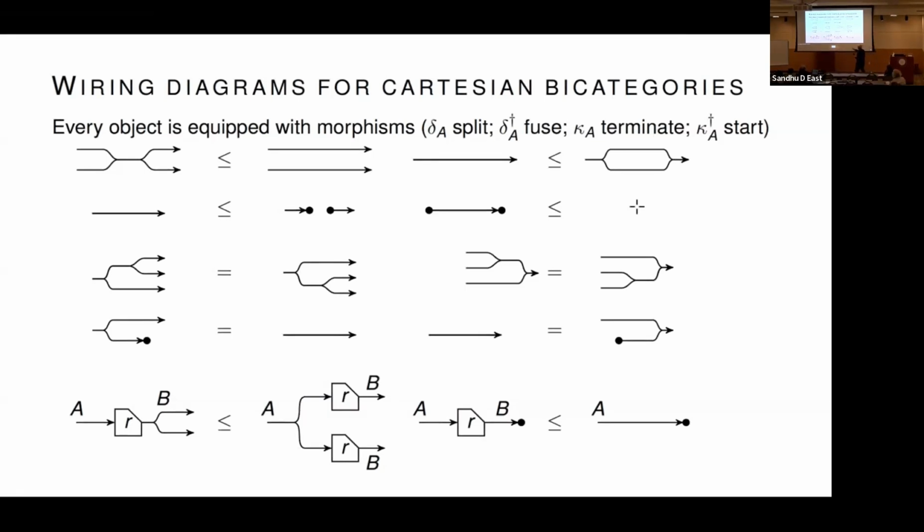Oh, I don't know. So this goes from A through B to nothing, right? To the empty diagram. The empty diagram corresponds to the unit of the monoidal structure.